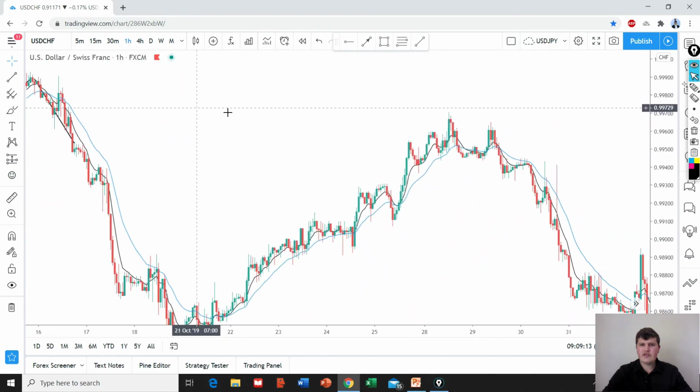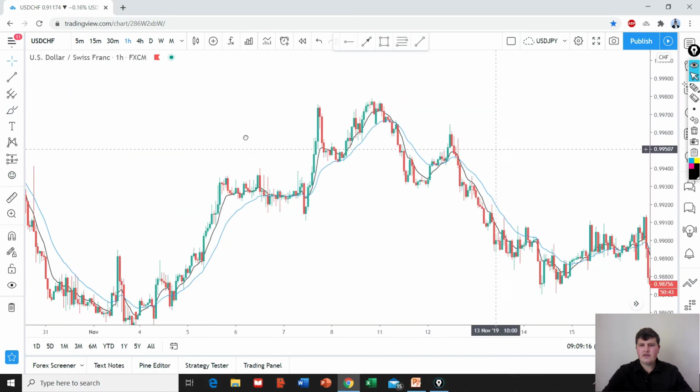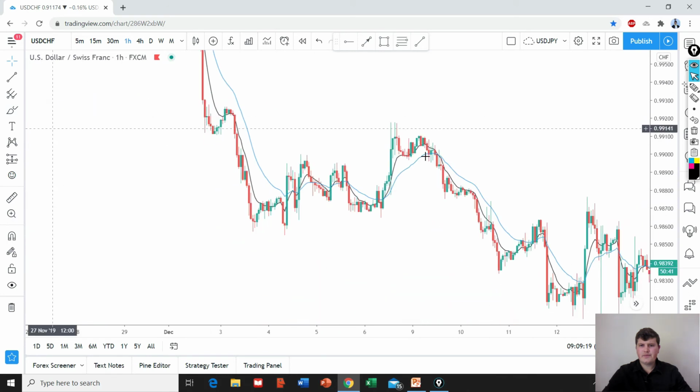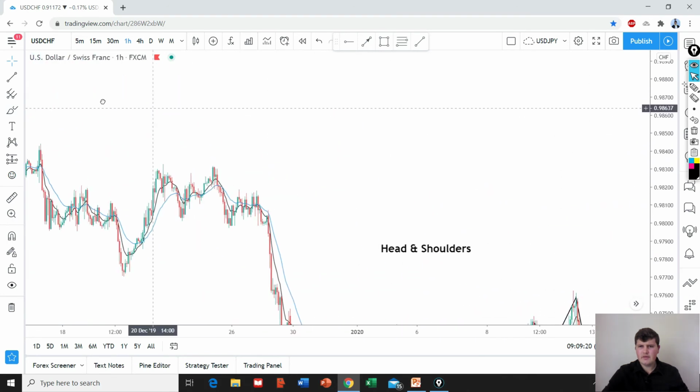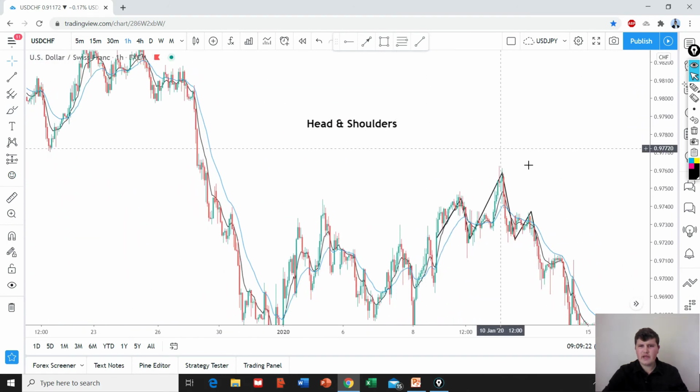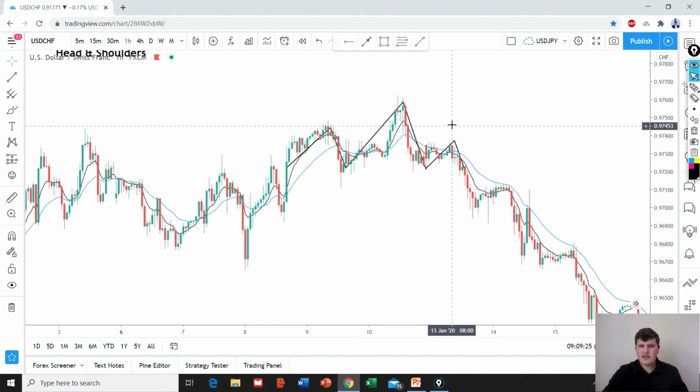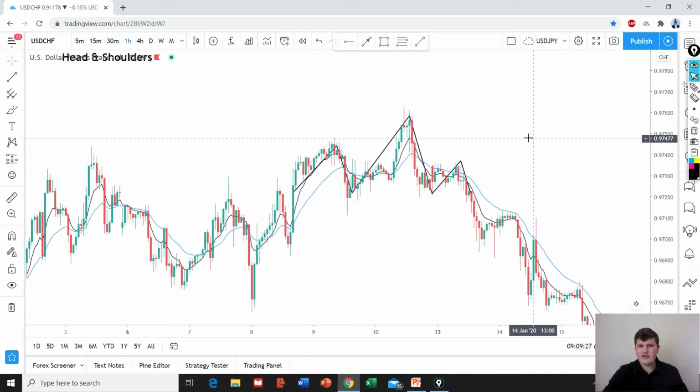Moving on to our next chart pattern. This is the head and shoulders chart pattern. As you can see, here's the formation of the head and shoulders.